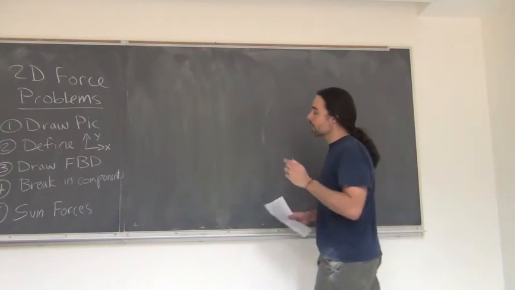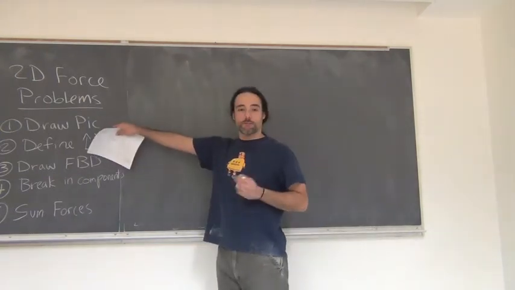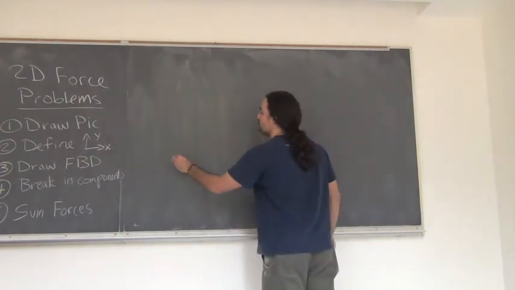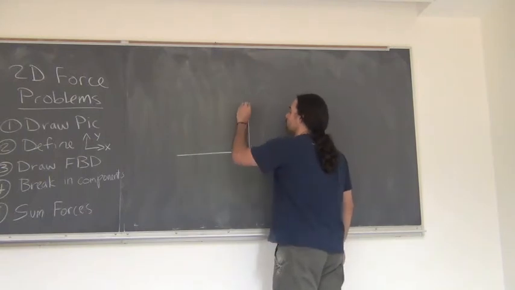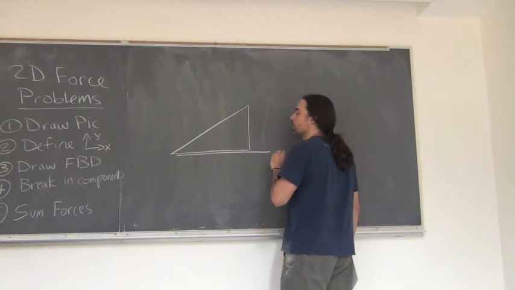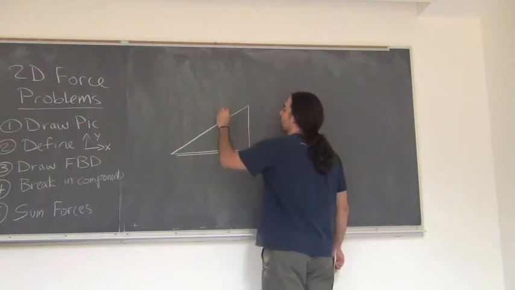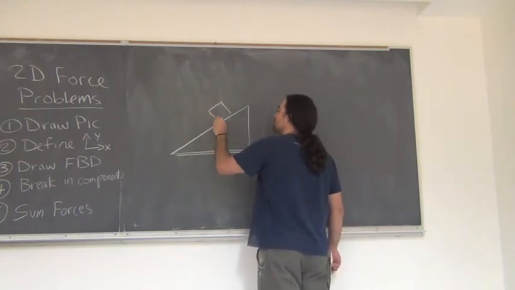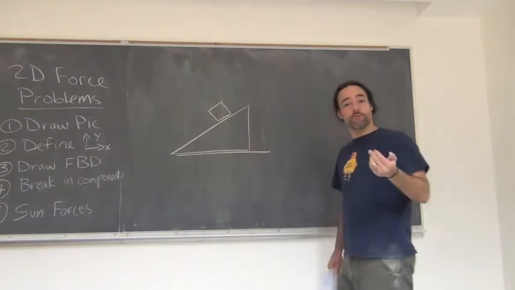So here we go. First thing, draw a picture. So let's say you have, again, some ramp, and there is a block on the ramp. Okay? Step one, we've drawn our picture.